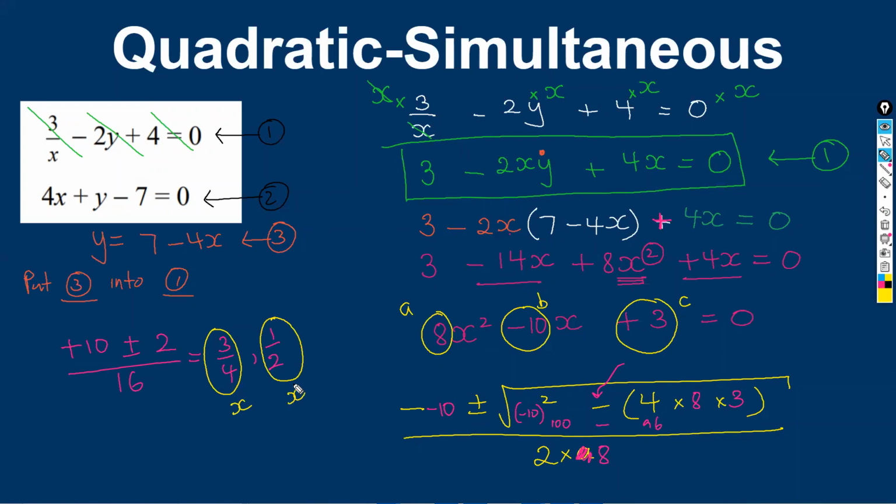But if we get two values for x, we're supposed to get two values for y. So go back to equation 3 and replace x with 3/4, work this out, and you'll get your first corresponding value for y. Then replace it with how much? A half. And work it out again, and that will give you the corresponding y value.